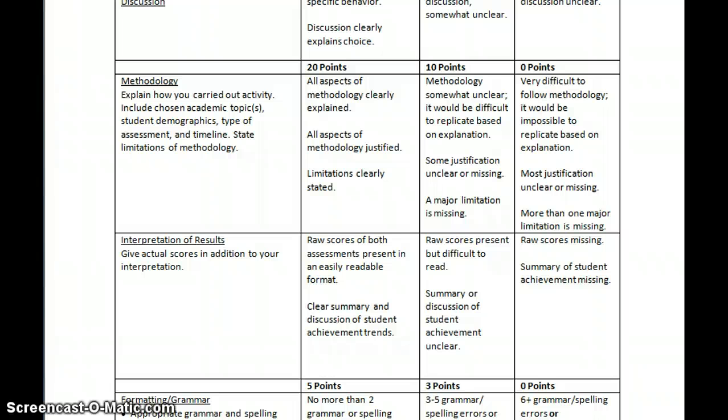What type of assessment did you choose? Formative, summative, multiple choice, essay, what did you pick? And what kind of timeline? Did you take a week for one thing, a week for another? Just give me some ideas there. And then state the limitations of methodology. No matter what you choose, there's going to be some significant limitations here because of the format that we're using. Again, that's fine, but just make sure you state them, okay?